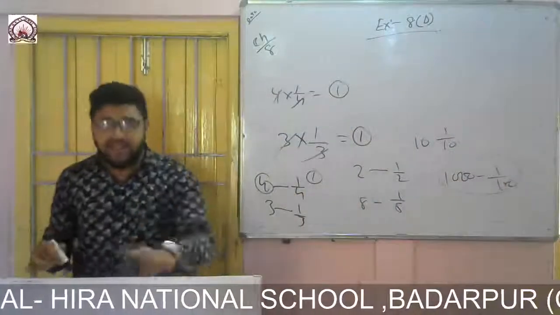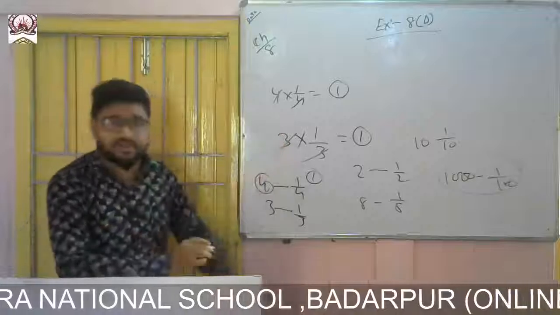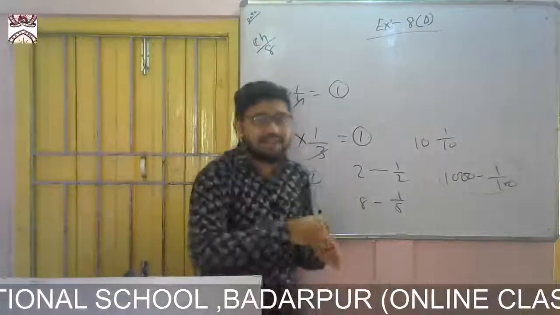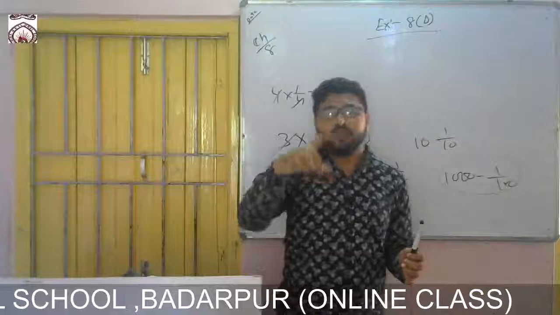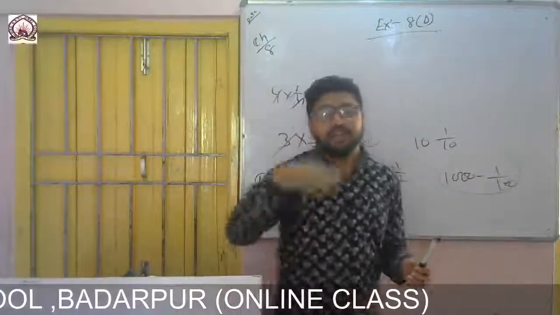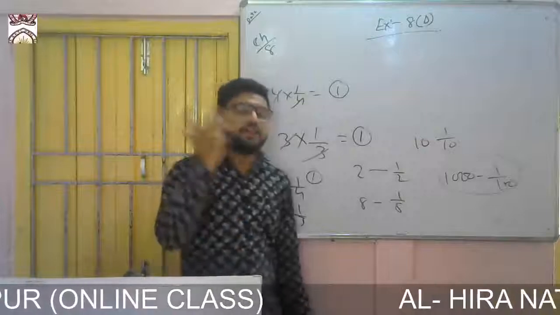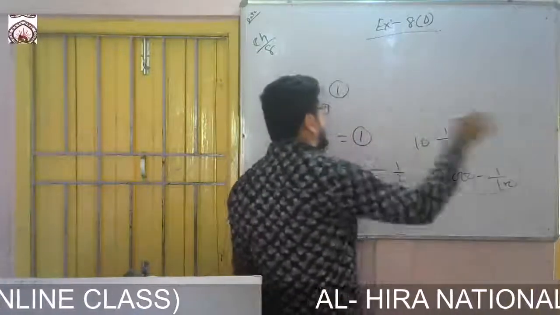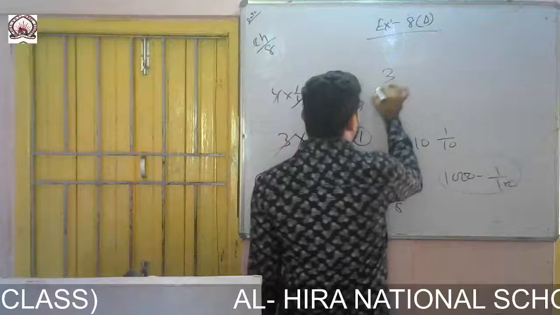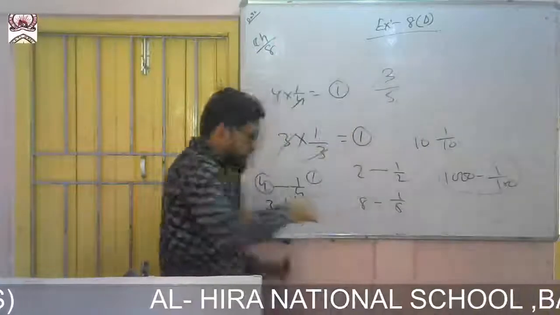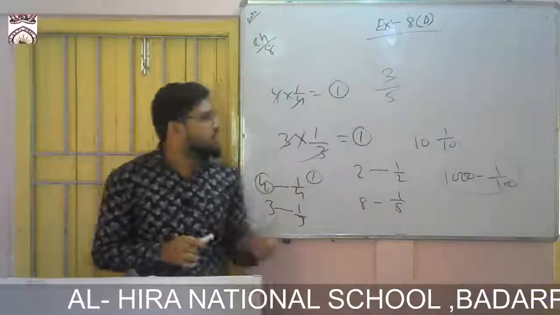These are the whole numbers. And for a fraction, the reciprocal of the fraction will be an interchange. The numerator will become the denominator, and the denominator will become the numerator. Let us take an example. Suppose 3 by 5.